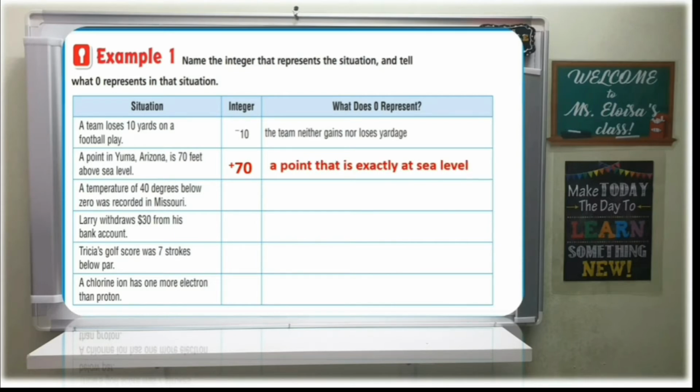A temperature of 40 degrees below 0 was recorded in Missouri. Integer, negative 40. 0 represents a temperature of 0 degrees. Larry withdraws $30 from his bank account. Integer, negative 30. 0 represents no change in the account balance.